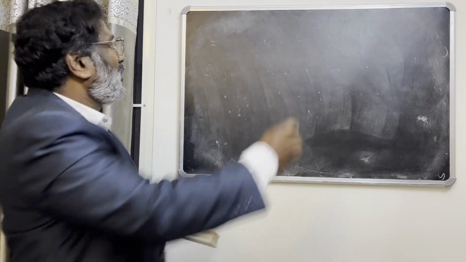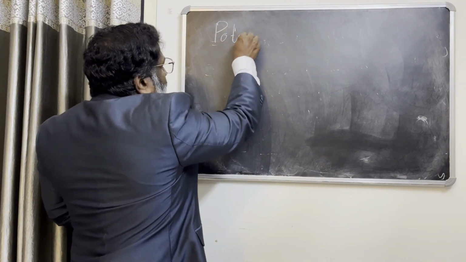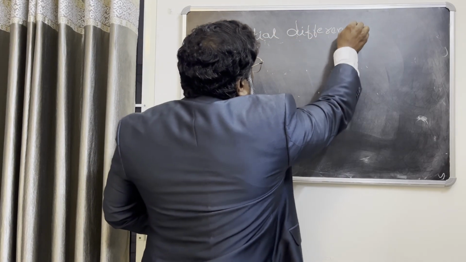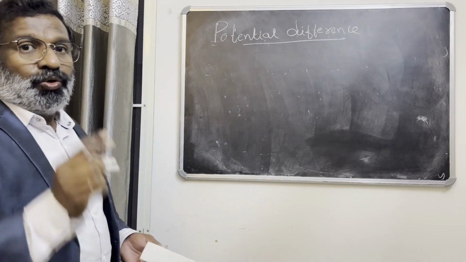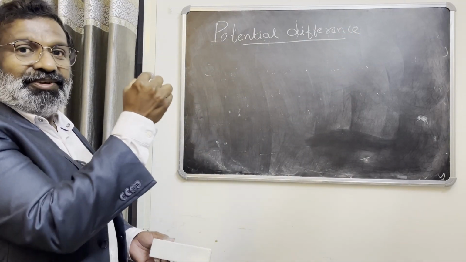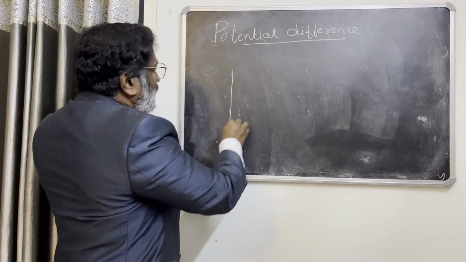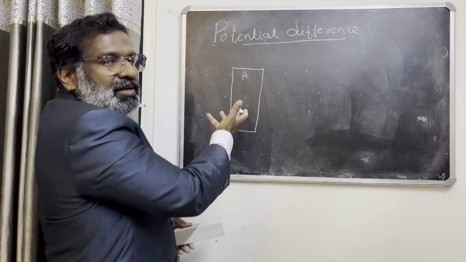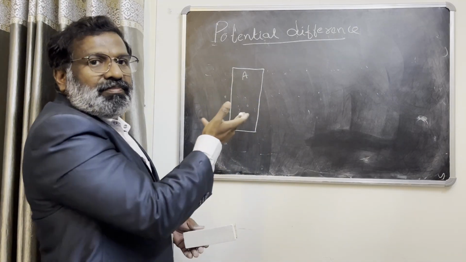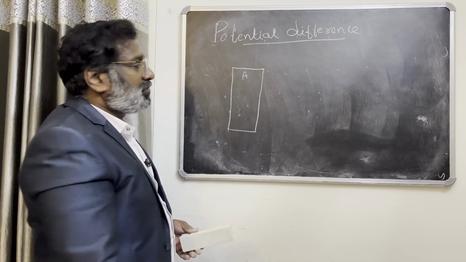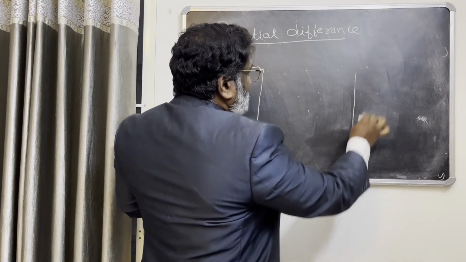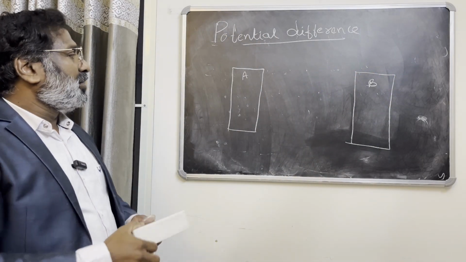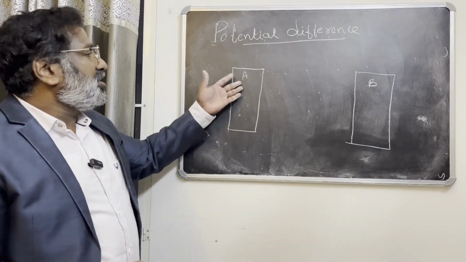And next we will move on to potential difference. You have to listen very carefully because this is very, very important. Say I am taking a metal A, maybe copper or aluminum, assume some metal, metal A. I am taking another metal B. It may be zinc or like that. Let A be copper and B be zinc.